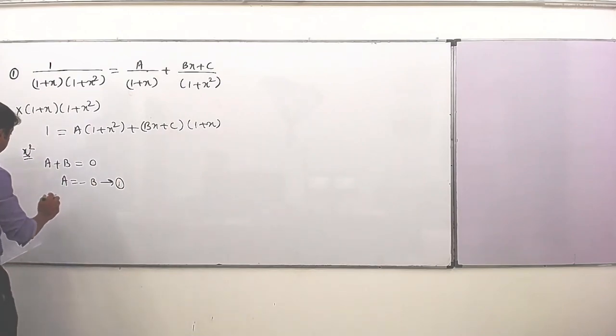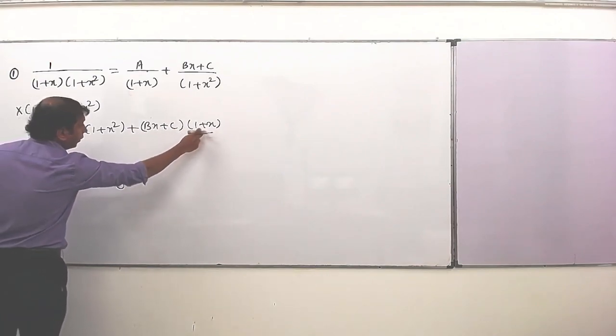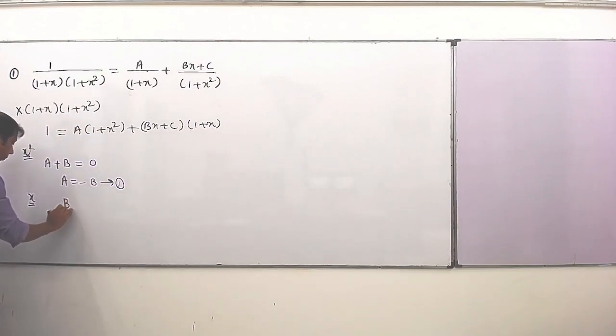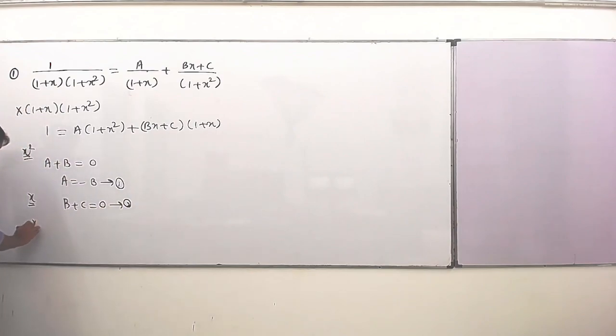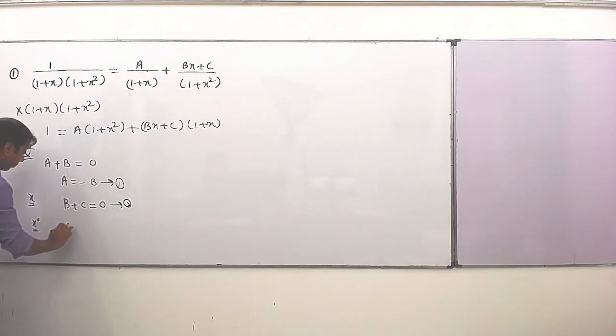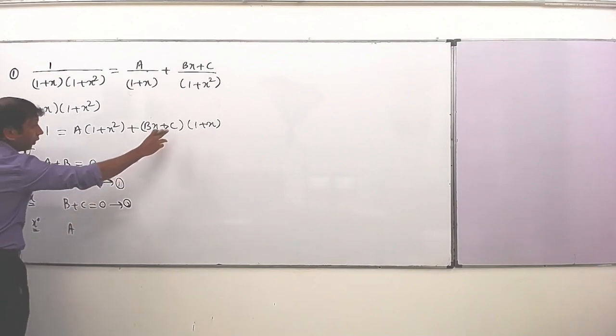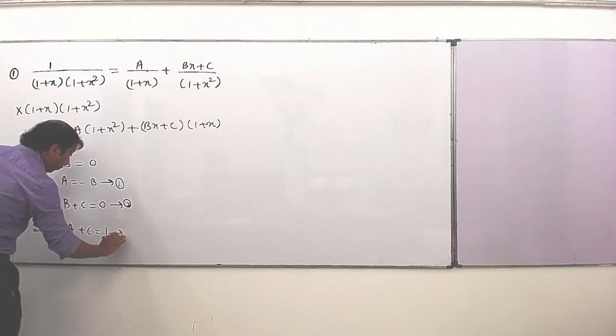Right. We'll find the x coefficients. Here the x coefficient we get B and C, B plus C. Left hand side we don't have an x term, so 0. Constant terms, power 0. Here we get A and there we get C. Left hand side 1.